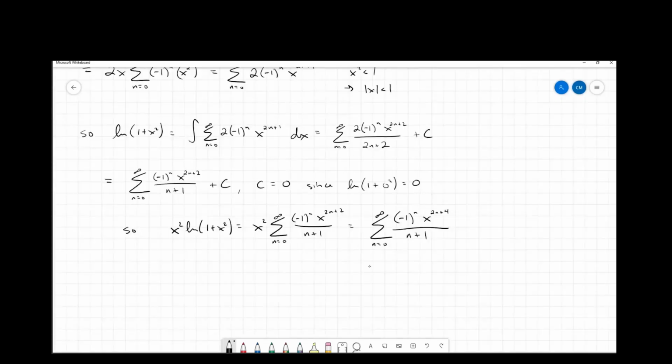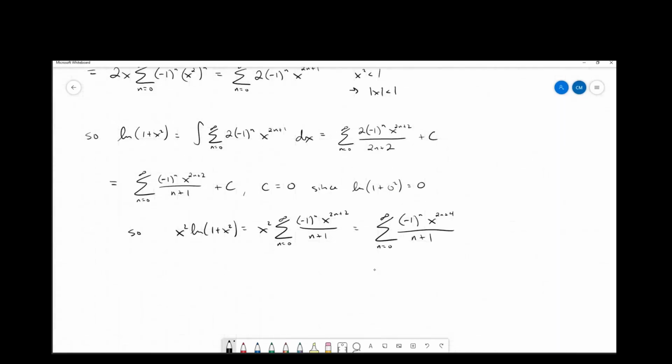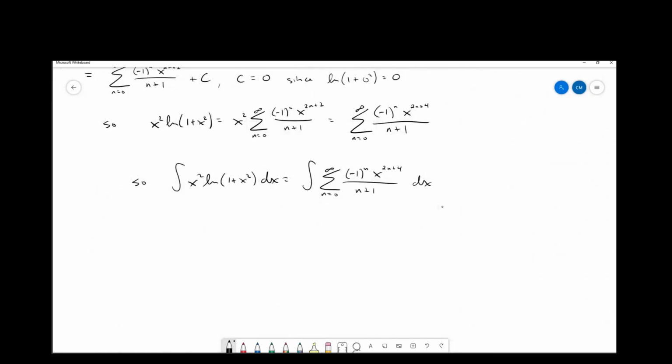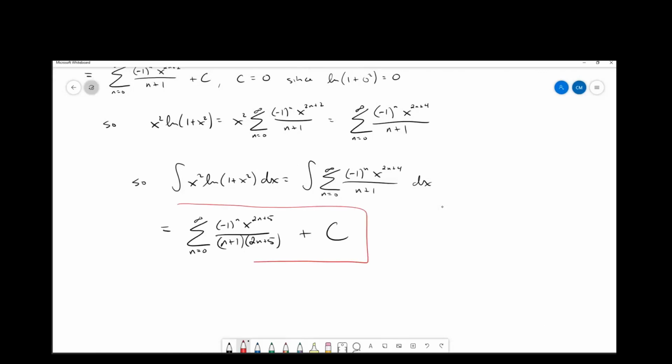Okay, but again, the thing that we're trying to find is the antiderivative of that. So last step here, the integral of x squared ln(1 + x squared) has got to be the integral of this power series that we just found. So our last step here is just to find that antiderivative. And so there it is. That's our final answer for this one. That is the integral of x squared ln(1 + x squared) in its power series form.